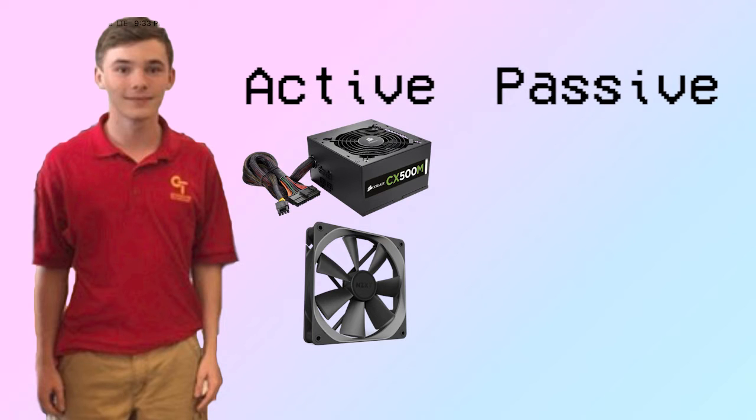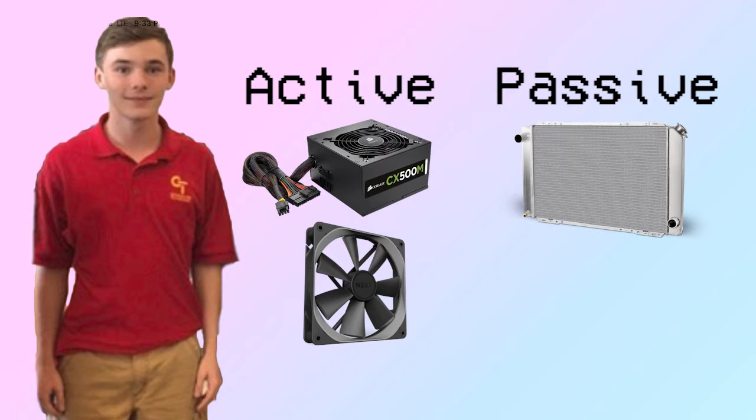Passive heatsinks are those that have no mechanical components. Passive heatsinks are made of an aluminum finned radiator that dissipates heat through convection. For passive heatsinks to work to their full capacity, there should be a steady airflow moving across their fins.